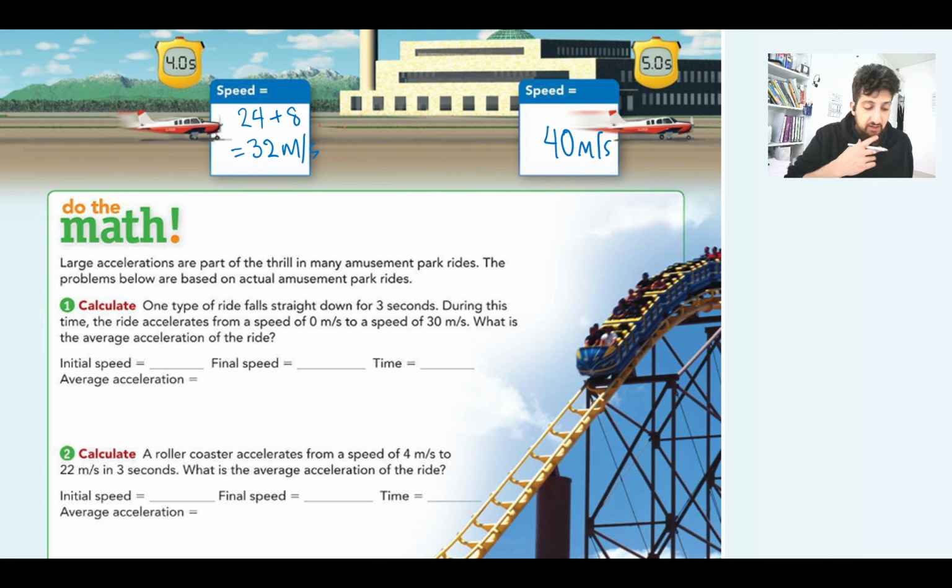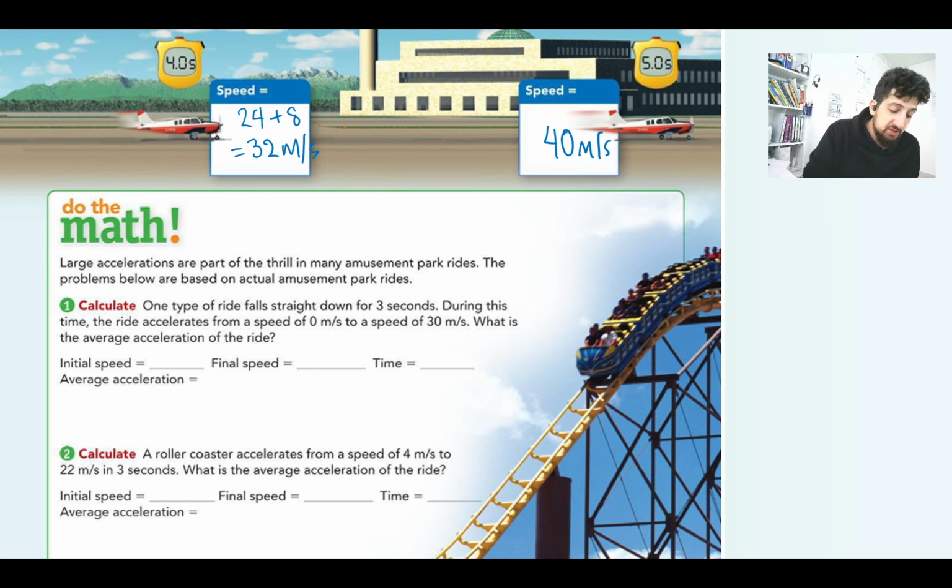Okay, right. Let's do the maths. Calculate one type of ride falls straight down for 3 seconds. During this time, the ride accelerates from a speed of 0 to a speed of 30 meters per second. What is the average acceleration for the ride?